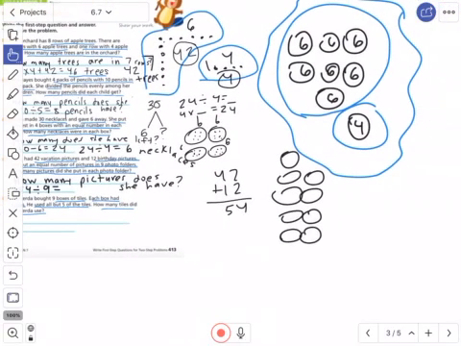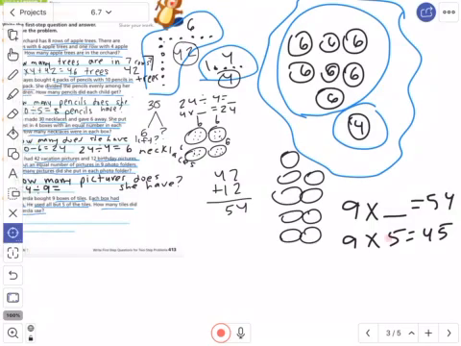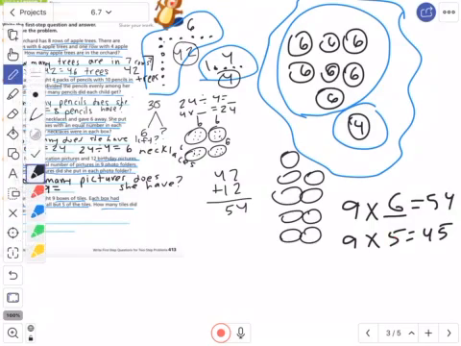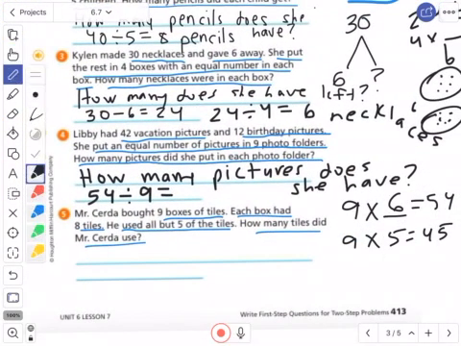I like to think about it like this: 9 times what equals 54? I do know that 9 times 5 equals 45, and I would just need one more 9, so that actually would be 6. So 54 divided by 9 would just be 6.